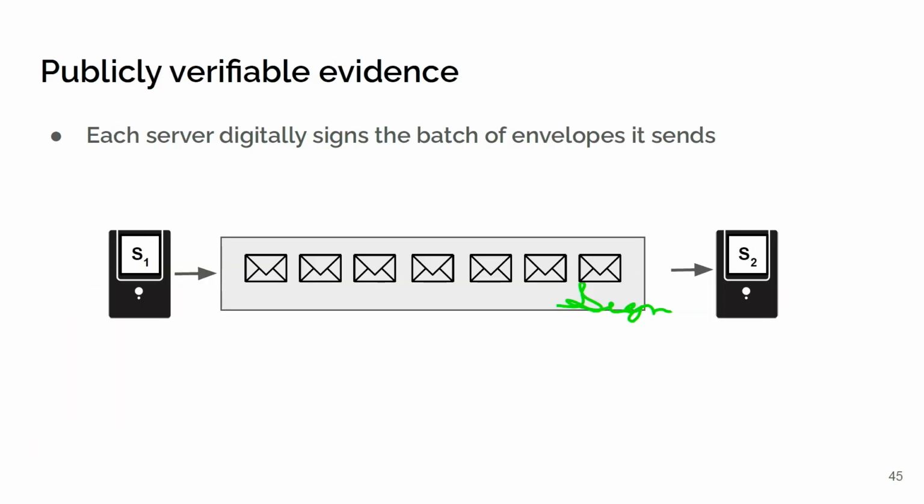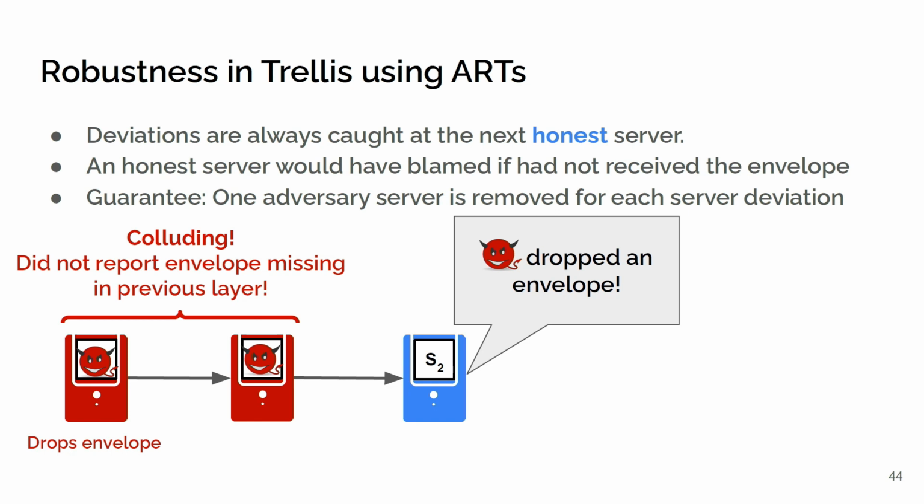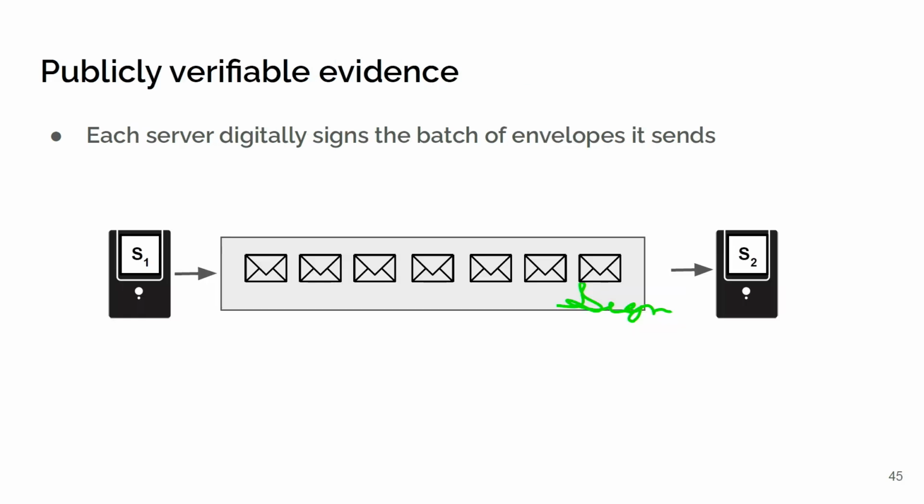Okay. But we have to do one more step here, right? Which is you can't take the word for it that someone dropped the envelope. You have to prove it. And so in Trellis, we make sure that every fact can be proved using publicly verifiable evidence. For this scenario, the evidence is pretty simple. What we're going to do is digitally sign each batch of envelopes a server sends.